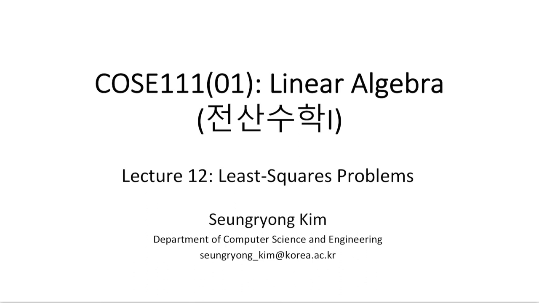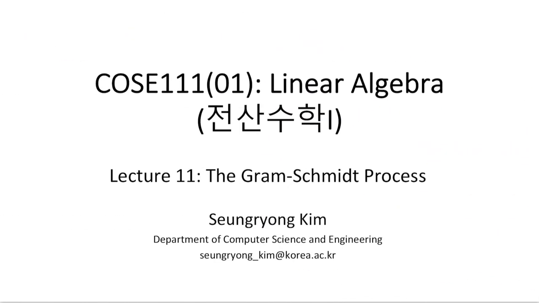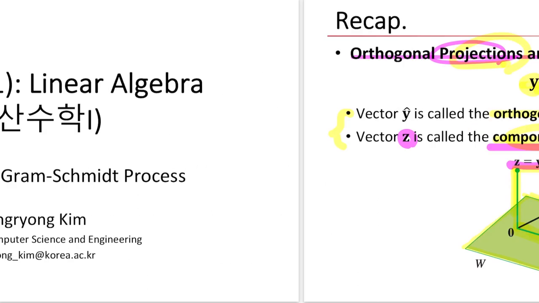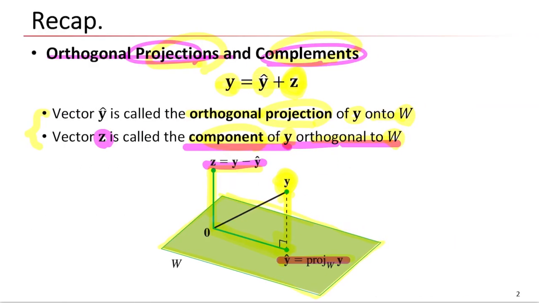So before starting, let's recap last week's lecture. Last week we discussed the Gram-Schmidt process, right? So what was the Gram-Schmidt process? To understand it, we need some terminology such as the orthogonal projection and complement, right? So let's say we have the subspace W and an arbitrary vector y outside the subspace W, right?